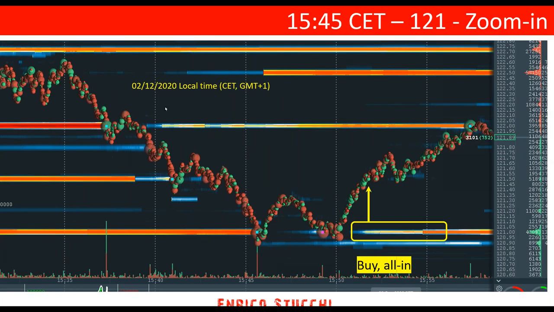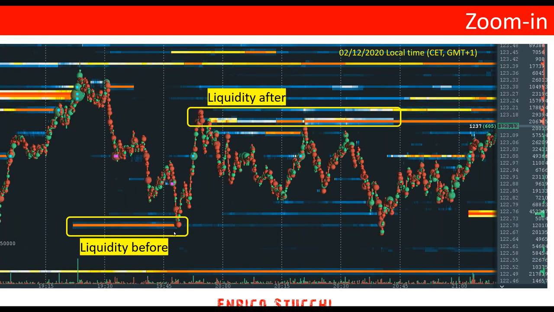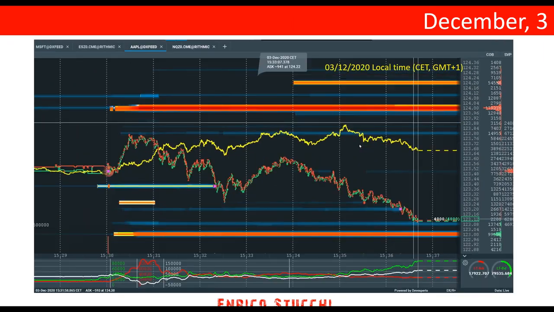Look at this also, this is another day, this is the 2nd of December right here. There's an exhaustion, the price goes up, they try again, the price is rising, and here the liquidity appears. You can buy all in. You can put all your money here in a long position, because you have a lot of probability that the price continues to rise. Okay, let me search for other important examples if I can find.